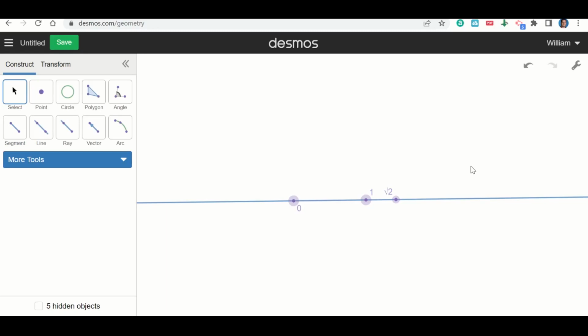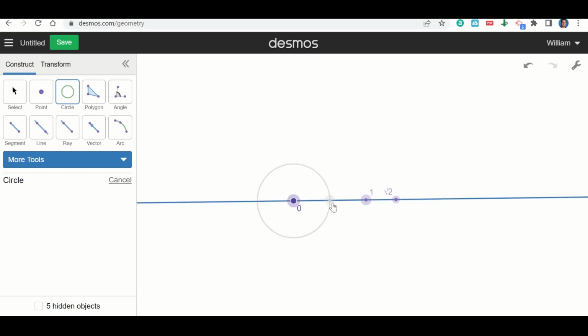Let's talk now about how to construct a negative square root on the real number line. So in this one, we're going to create negative square root of 2. The nice thing is we've already constructed square root of 2. So from that, if we can just copy it over to the other side, we'll have negative square root of 2. So what we're going to do is use the circle tool.